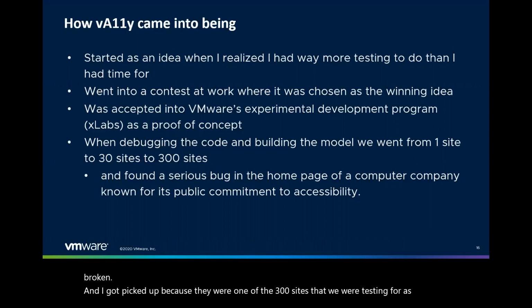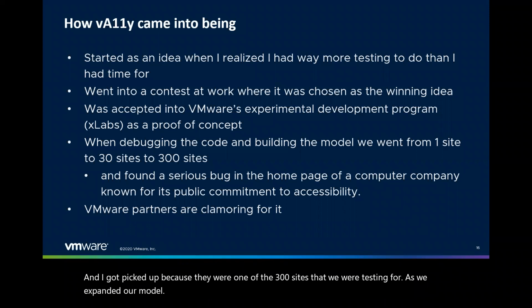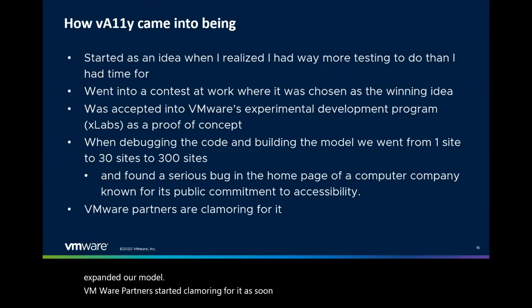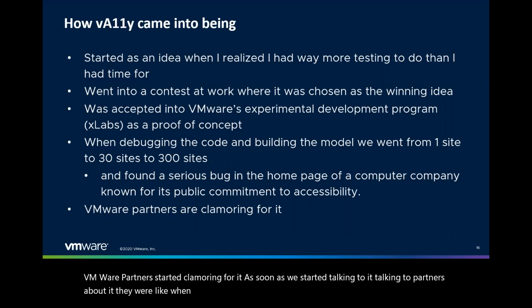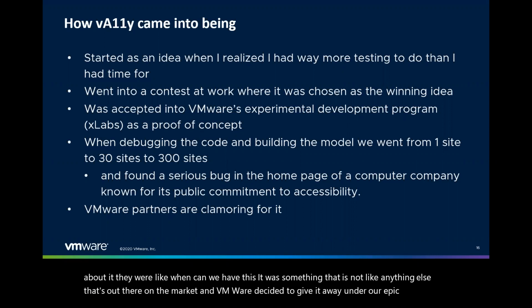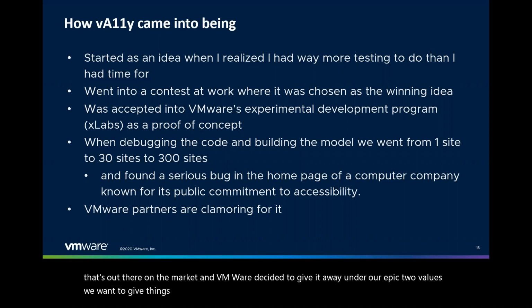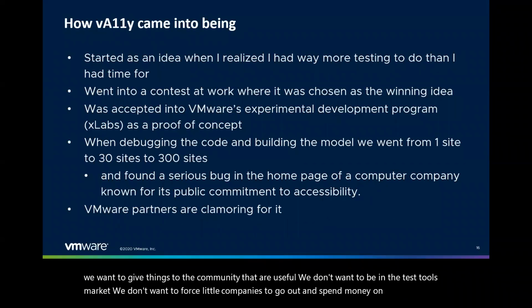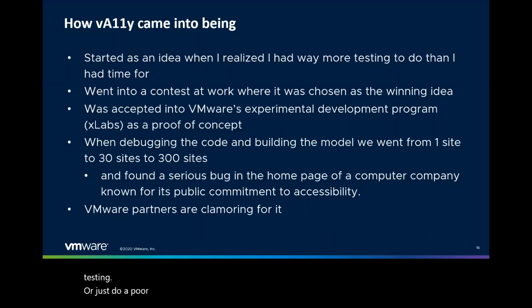VMware partners started clamoring for it. As soon as we started talking to partners about it, they were like, when can we have this? It was something that is not like anything else that's out there on the market, and VMware decided to give it away. Under our EPIC 2 values, we want to give things to the community that are useful. We don't want to be in the test tools market. We don't want to force little companies to go out and spend money on accessibility testing or just do a poor job at it because they don't know how to do it.